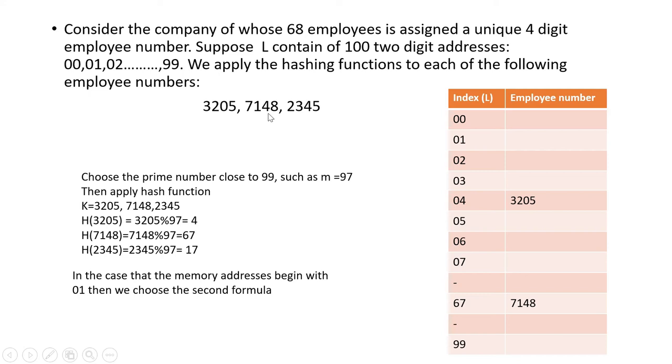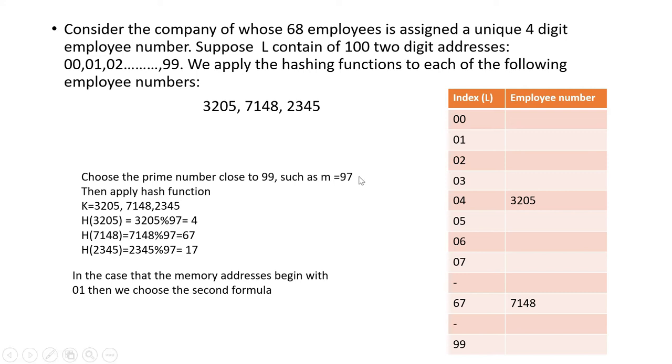7148. Now you want to find the location where to store this 7148, where to insert this. So now 7148 modulus 97. M is what? 97. So 97 gives you 67. As there's a limitation in the space, I've made it 67, and at that 67th location you're going to store 7148.